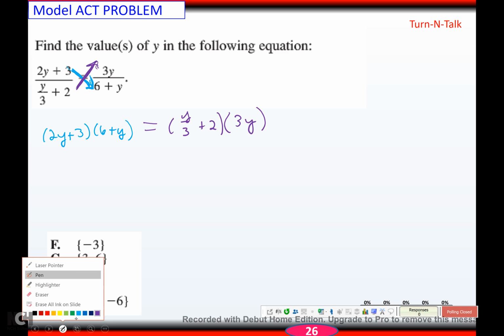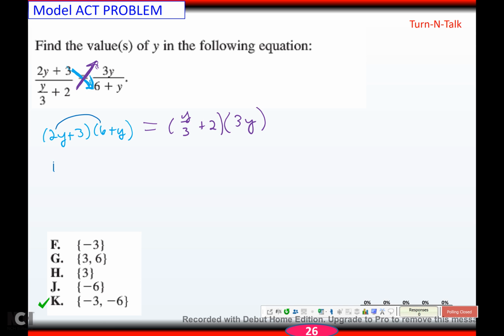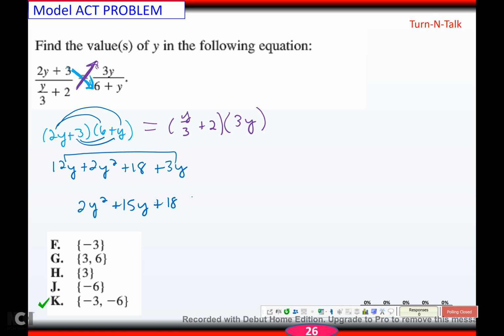Alright, so if we clean this up, on this side I'm going to have 2y times 6 is 12y plus 2y squared plus 18 plus 3y. Okay, combine like terms, and I get 2y squared plus 15y plus 18. And my left side is done. On the right, I need to distribute, and I have 3y times y over 3, which is going to give me 3y squared over 3 plus 6y. Well, here the 3's cancel, so I get y squared plus 6y.